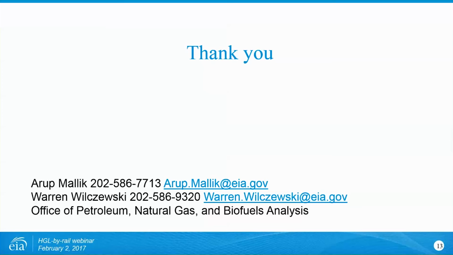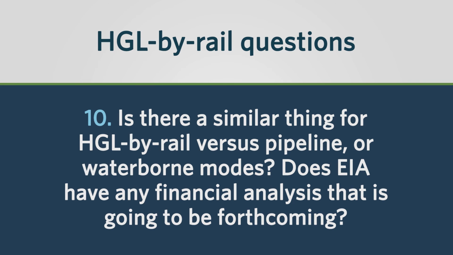Okay, we got another question about HGL-by-rail economics. One of our attendees said, look, when we were doing this with crude by rail, there was a lot of information on the financials. It was more expensive to move things by rail, and there were all those netback charts. Is there a similar thing for HGL by rail versus pipeline or waterborne modes? Do we have any financial analysis that's going to be forthcoming?